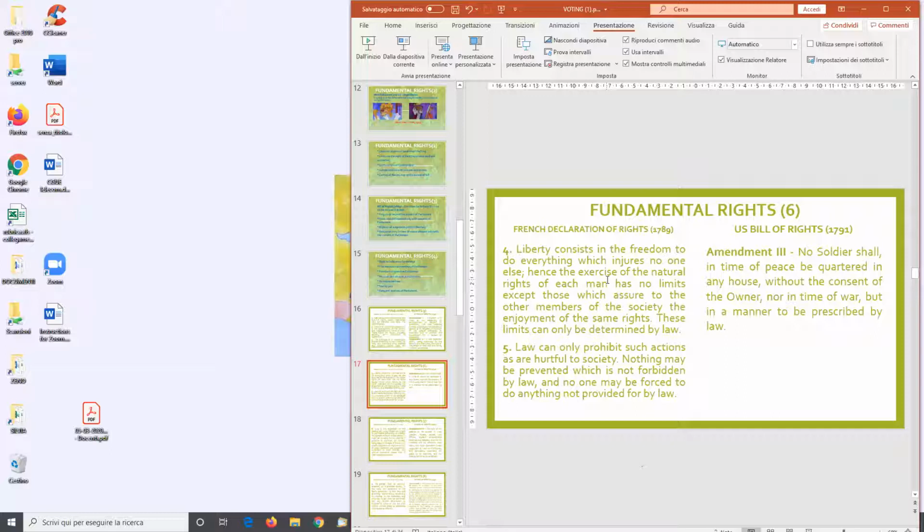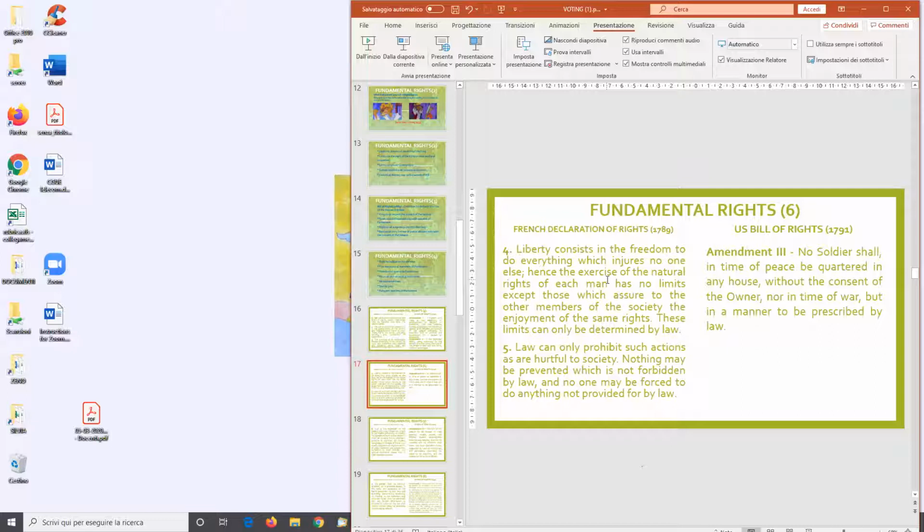Now this again is very important for us continental lawyers because it expresses the notion, this idea that liberty consists in the freedom to do everything which injures no one else, and this is a Latin maxim. Hence the exercise of the natural rights of each man has no limits except those which assure to the other members of the society the enjoyment of the same rights. These limits can only be determined by law.